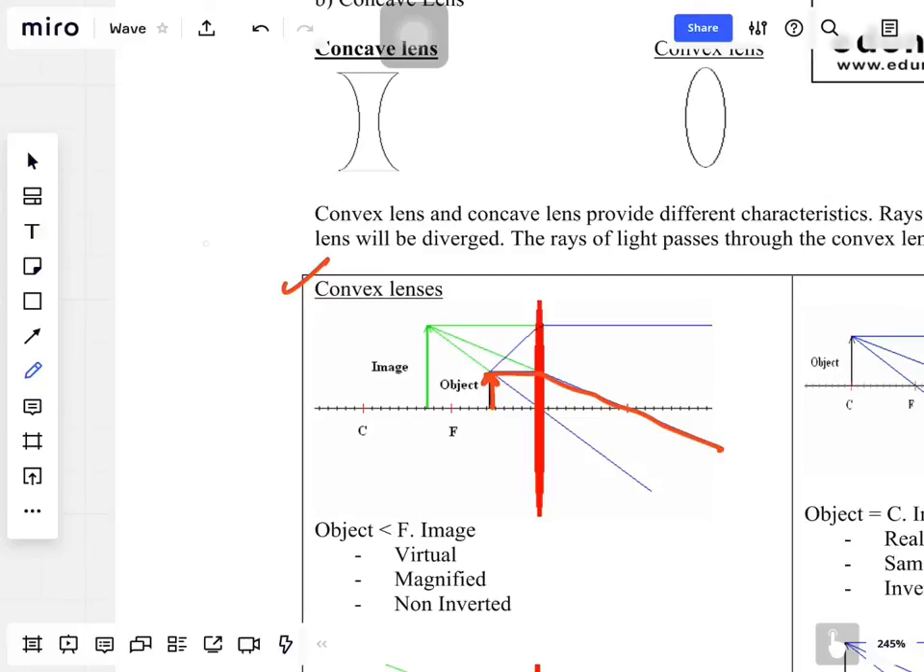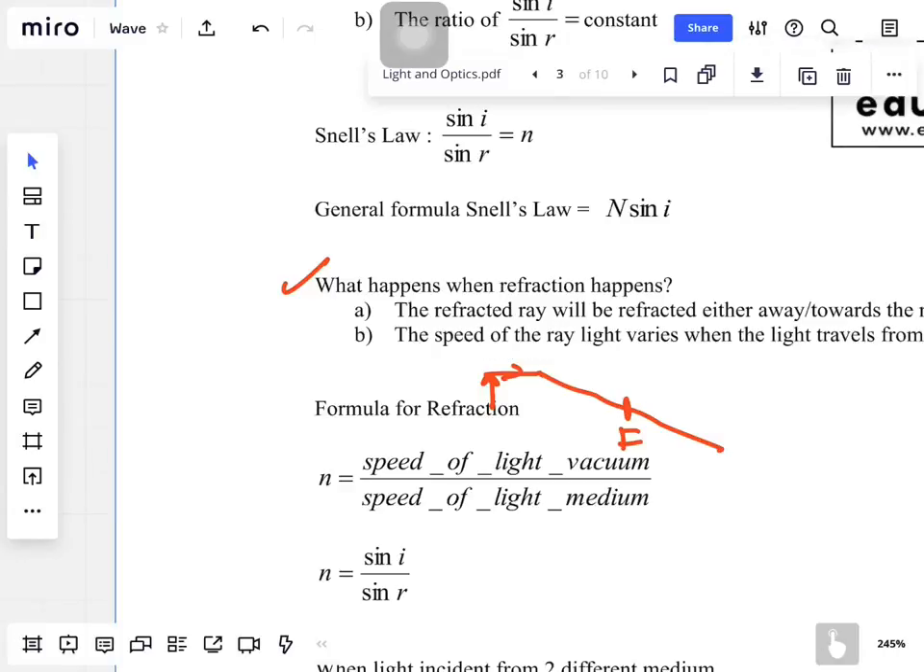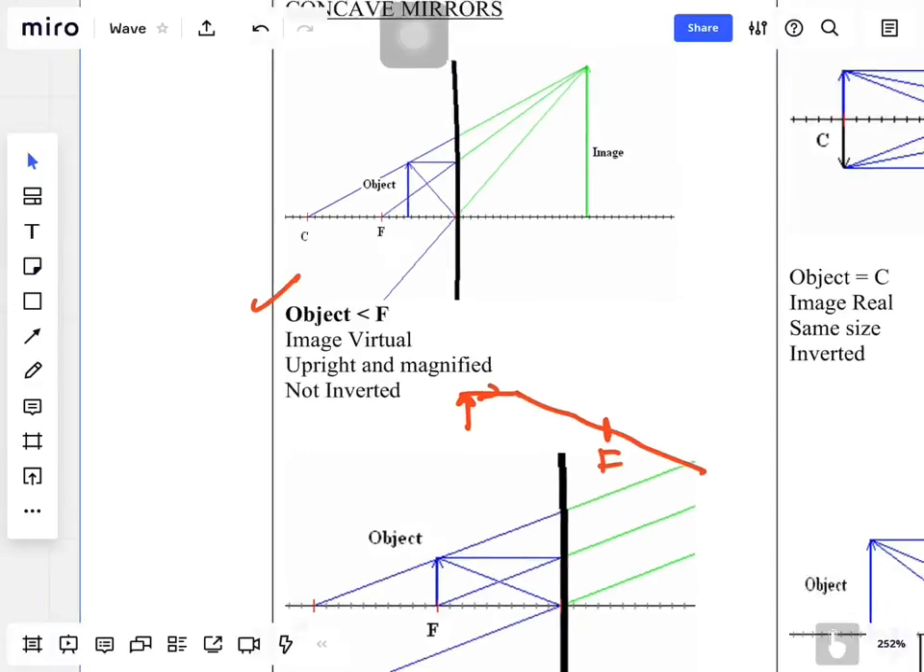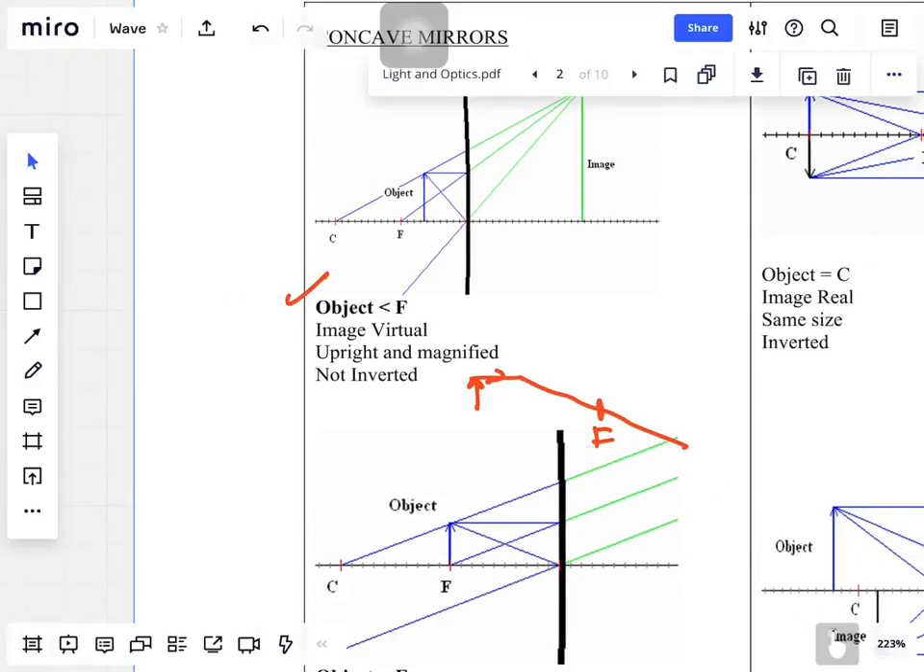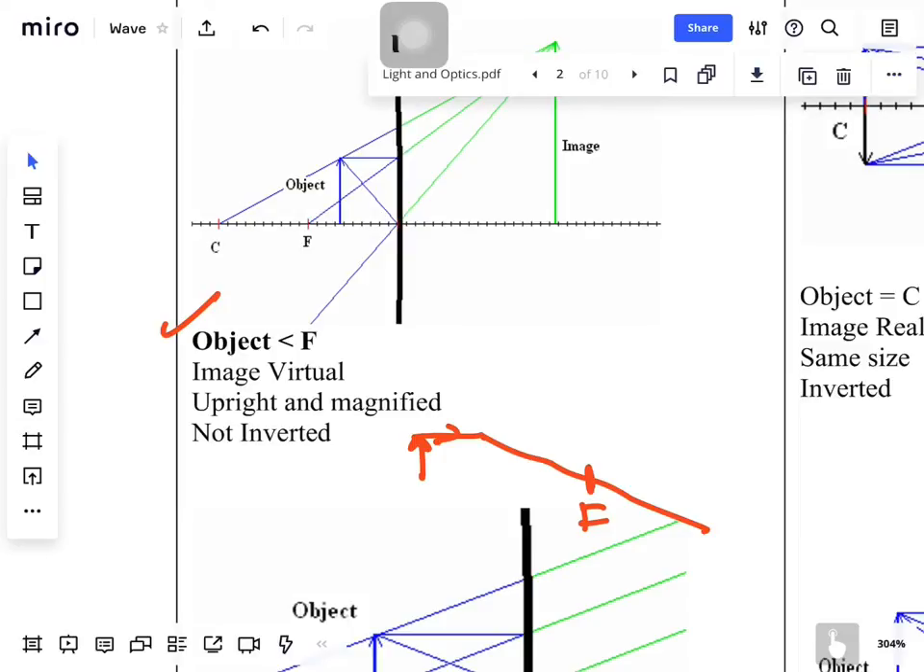through the focal point. This is the focal point. The red color one is the focal point, right? And you see the light passes through. There's a reason why it is drawn on the other side. If you compare this with a mirror, you realize something different. You see, for a mirror, it reflects. Look here. This is the object, right? For the mirror, this is the object.